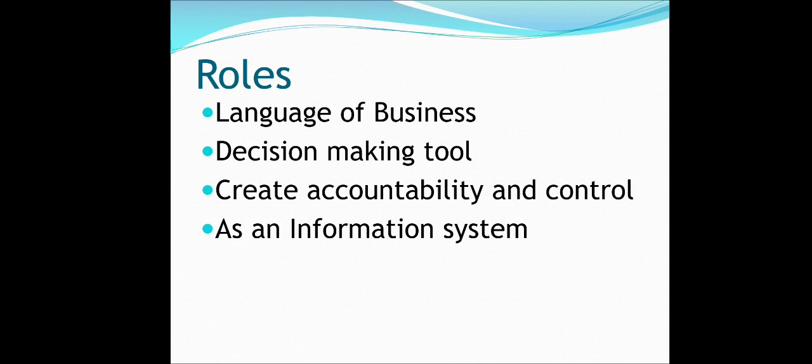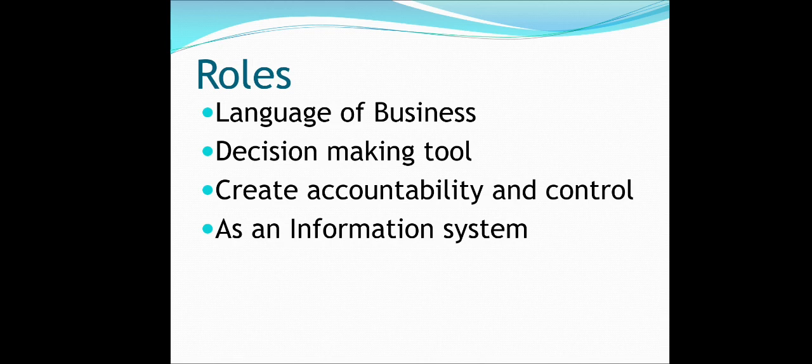The profit number is an accounting figure. You calculate profit using accounting. So when you use profit and loss to control the manager, it shows that accounting can be used to create accountability and control. You can use accounting to control the manager. You can use accounting to make sure that the manager is accountable to you and to your business. So number 4, accounting is an information system.